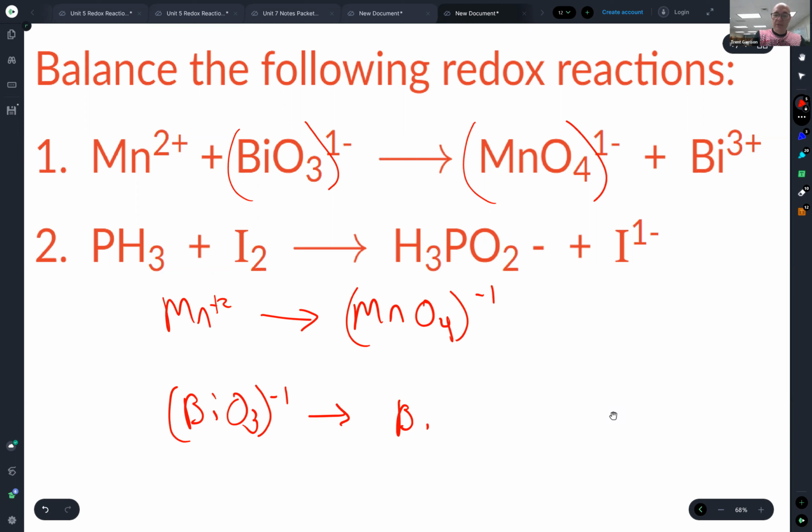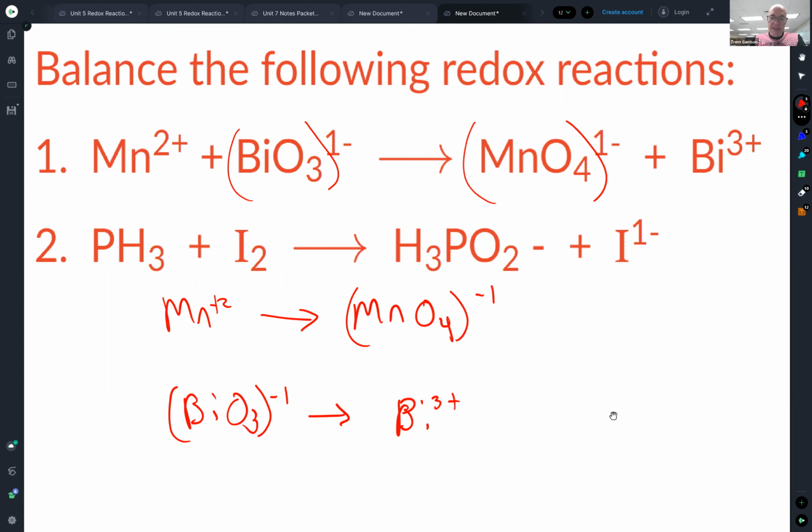And here we go. Okay, so now we have established these are our 2 half reactions. It doesn't matter which goes first. It doesn't even matter what their charges are because we will determine that here in just a second. So we can take this in stride, just identify the half reactions, and then we can move forward.